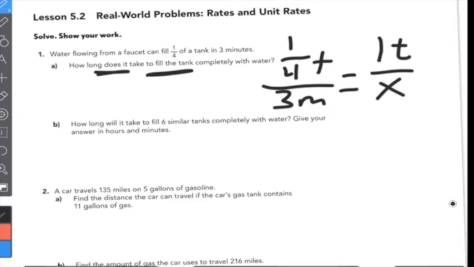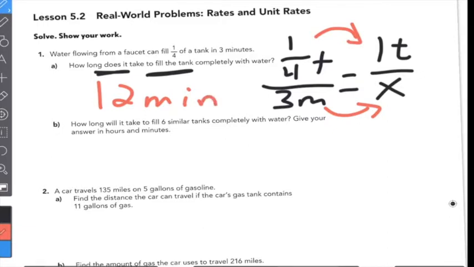So what we do is, there's several things. We could cross multiply as we talked about in class, or one of the easier ways is to look at the relationship between the numerators here, because I have numbers in both of those. And if I look at that, I know that to get from a quarter to a full 1, I multiply by 4. So I need to multiply the denominator by 4, and that's how we get 12 minutes.